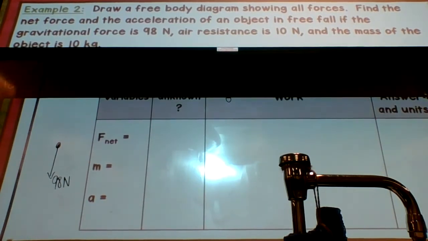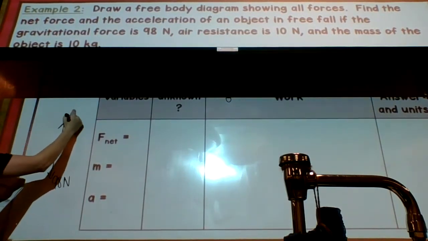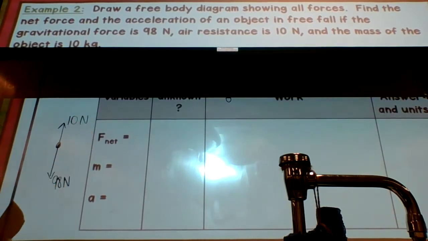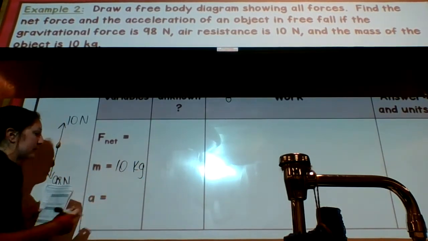Air resistance is 10 newtons. Which way would that point? It's going to point up. So if something is in free fall, whenever it's falling, air resistance is going to push up. So we have an up arrow of air resistance, which is 10 newtons. And the mass of the object is 10 kilograms. So that tells us the mass right there, 10 kilograms.